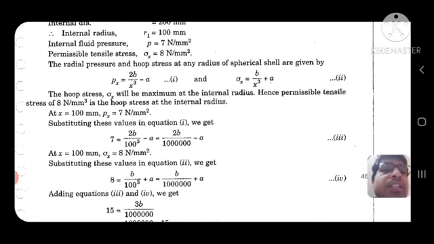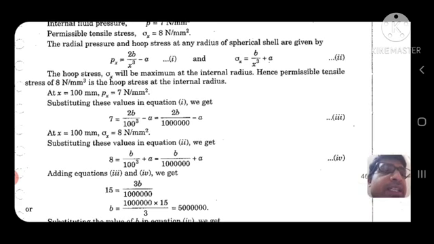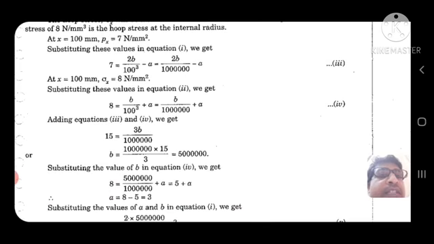The radial pressure and the hoop stress at any radius of a spherical shell are given by px equal to 2b by x cube minus a, sigma x equal to b by x cube plus a. The hoop stress sigma x will be maximum at the internal radius. Hence, the permissible tensile stress of 8 Newton per millimeter square is the hoop stress at the internal radius. At x equal to 100, px equal to 7, so 7 equal to 2b by 100 cube minus a, and 8 equal to b by 100 cube plus a.